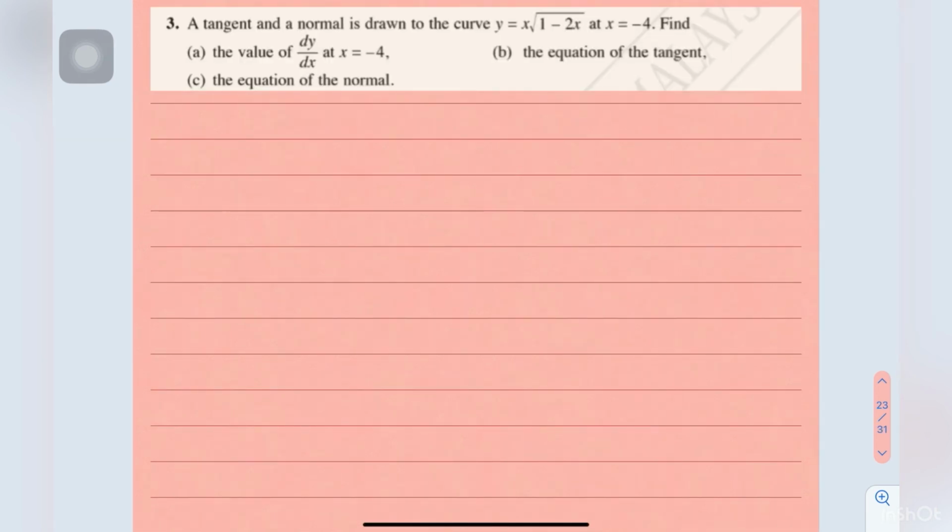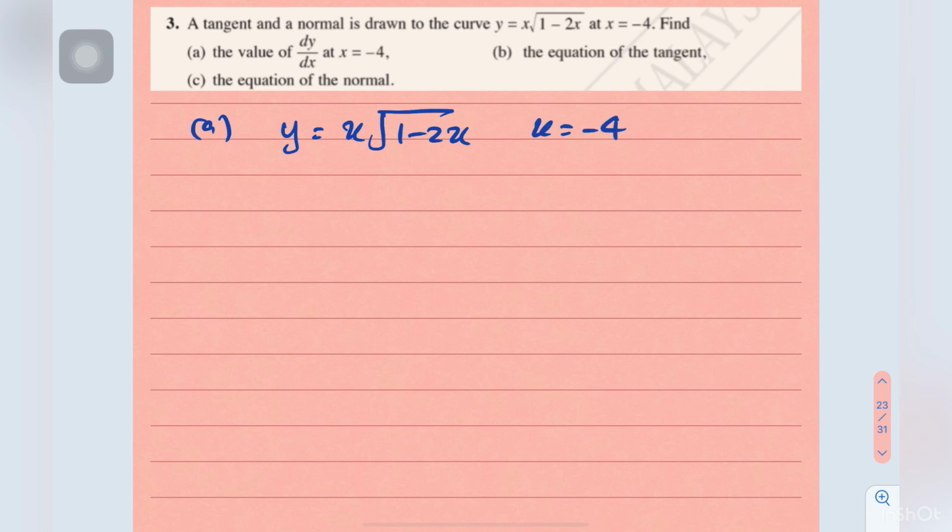Now we move to the next question. Question number 3. A tangent and a normal is drawn to the curve y equals x square root of 1 minus 2x at x equals negative 4. I think same skill here, we are going to use same skill. So for A, we have y equals x square root 1 minus 2x, x equals negative 4. So then find y first.